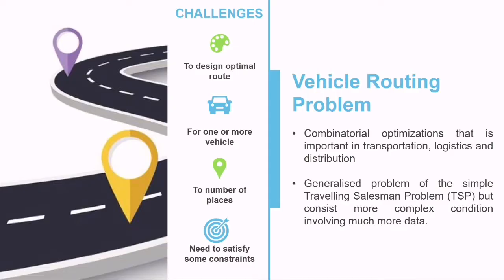VRP is one of the combinatorial optimization problems that is important in transportation, logistics, and distribution. VRP is a generalized problem of the simple traveling salesman problem, but consists of more complex conditions involving much more data. The main challenge is to design the set of optimal routes to deliver goods to customers for one or more vehicles to a number of places while satisfying some constraints, including vehicle limitation, cost controls, time windows, resources limitation, and vehicle load.